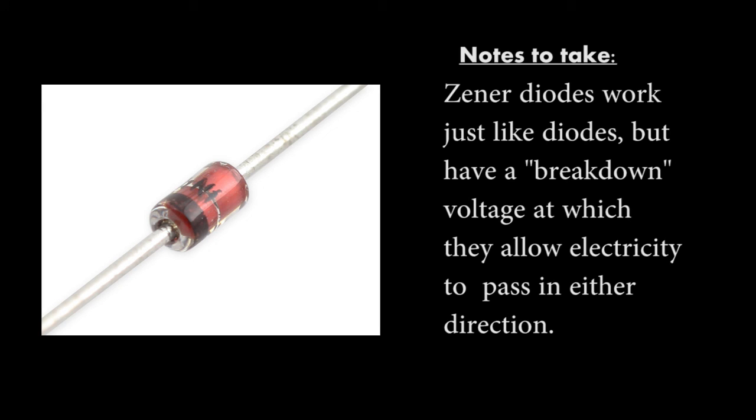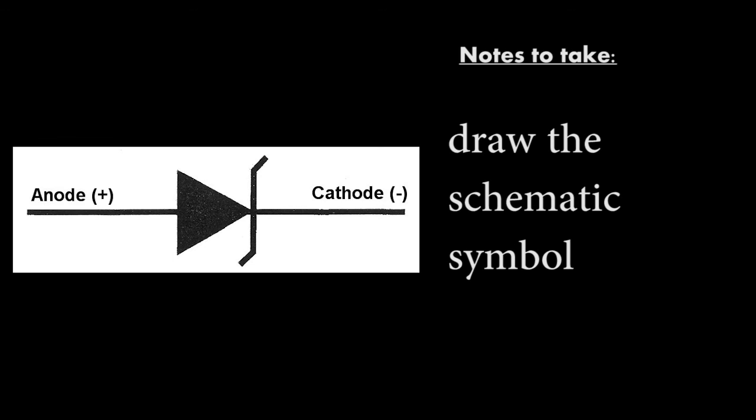This little orange guy is also a diode, except he's a Zener diode. He only lets electricity flow in one direction up to a certain amount of voltage, at which point electricity can flow in either direction. Here's the schematic symbol for a Zener diode.